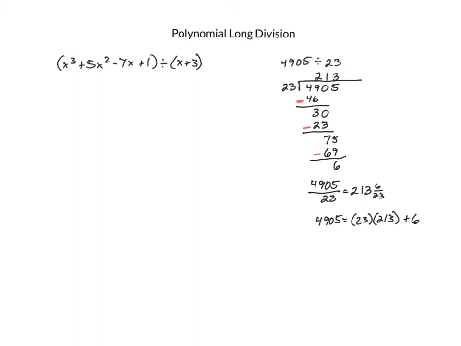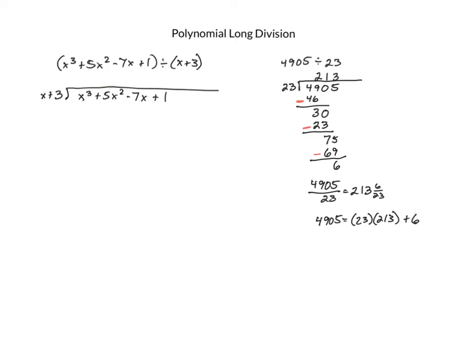So now let's move to this problem that I have written here on the left, and we're going to use that same process to get the result for this division of polynomials. So I'm going to put my x plus 3 on the outside, and I'm going to put my x cubed plus 5x squared minus 7x plus 1 on the inside, and here we go. Now at this point it feels a little bit different, but mathematically it's equivalent to what we just did, but we have to figure out what we are going to put up here.